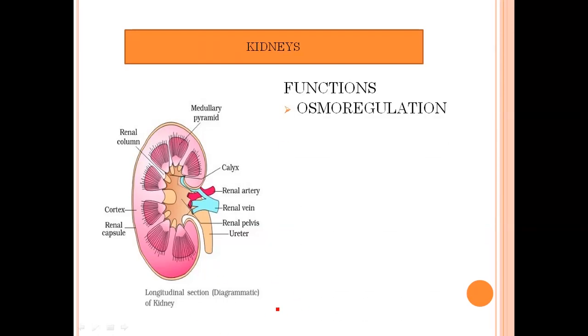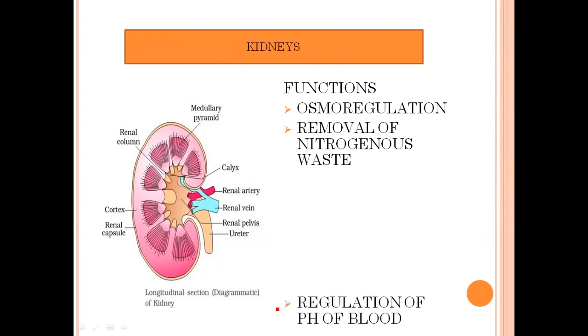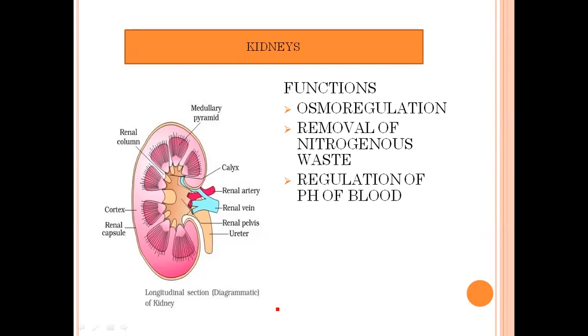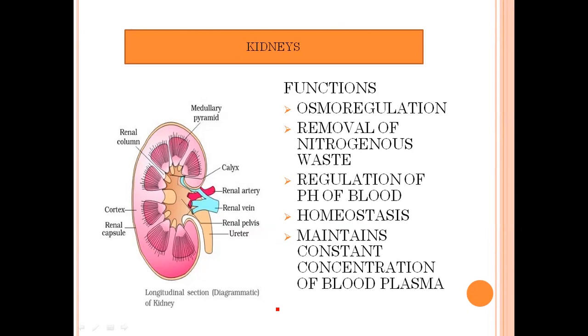Kidney performs various functions. The first function is osmoregulation, what is called the balance between the water and salt concentration in the body. The removal of nitrogenous waste is also one of the prime functions of kidneys. Apart from it, kidney also helps in regulation of pH of the blood. Kidney even functions in homeostasis, that is maintenance of constant internal environment within the body. Apart from it, kidney also helps to maintain a constant concentration of the blood plasma.